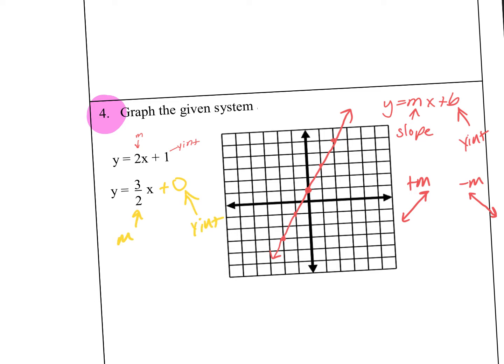So I'm going to start at 0. And from 0, I go up how many over how many? Up 3 over 2. Up 3, 1, 2, 3 over 2, 1, 2. Then I go up 3 over 2 again. So down 3 over 2.